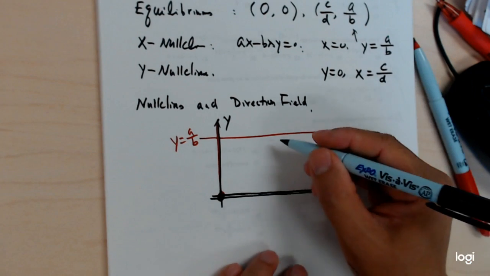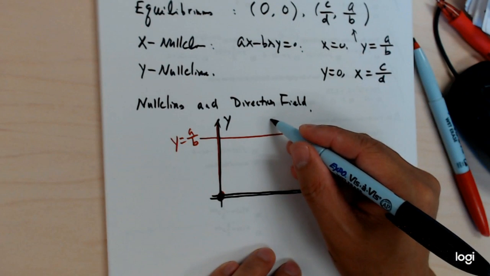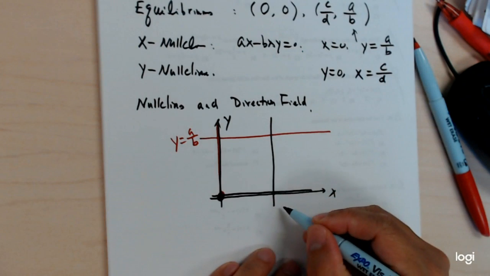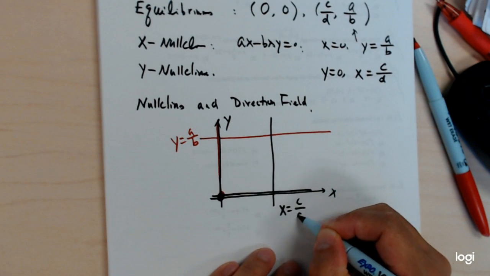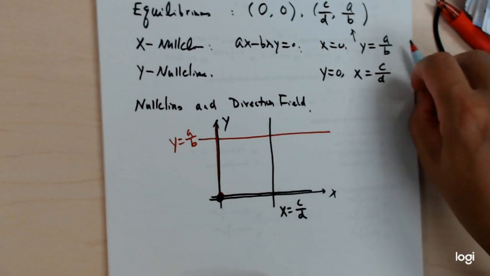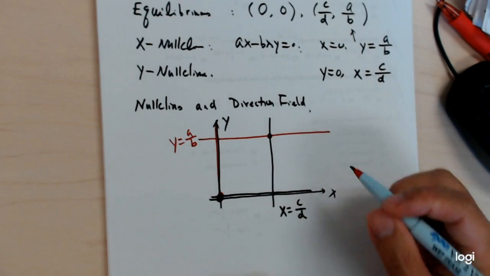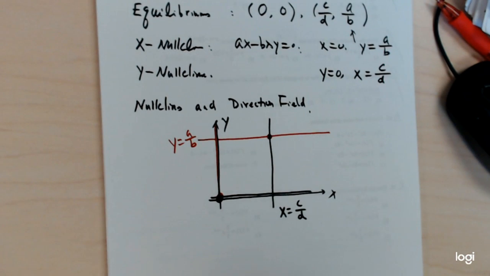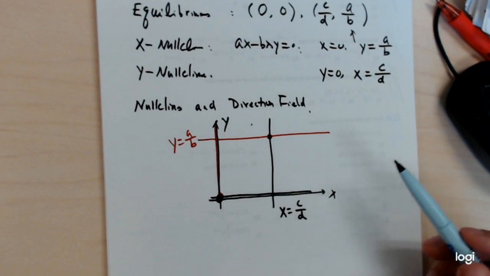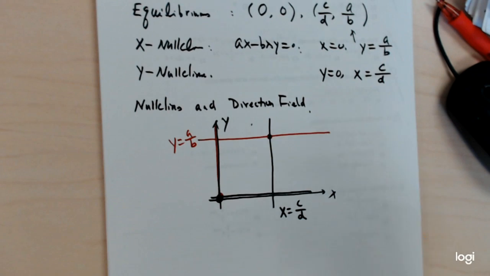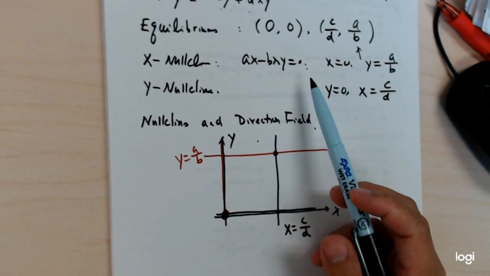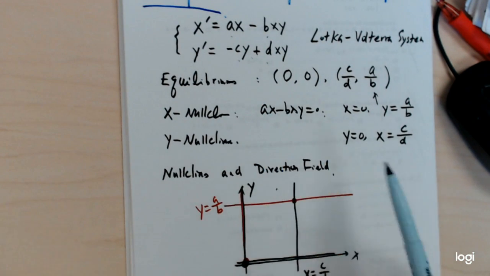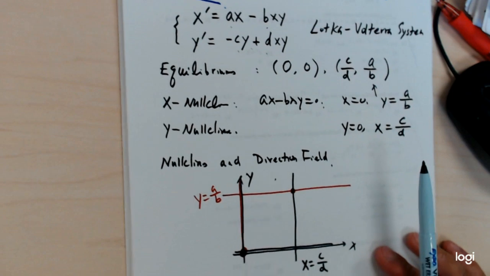Another one is x equal to c over d. So they intersect right here. So that was our second equilibrium, which cuts this into 1, 2, 3, 4, four different regions, and I can clearly identify the sign for x prime, y prime, and come up with the direction field.